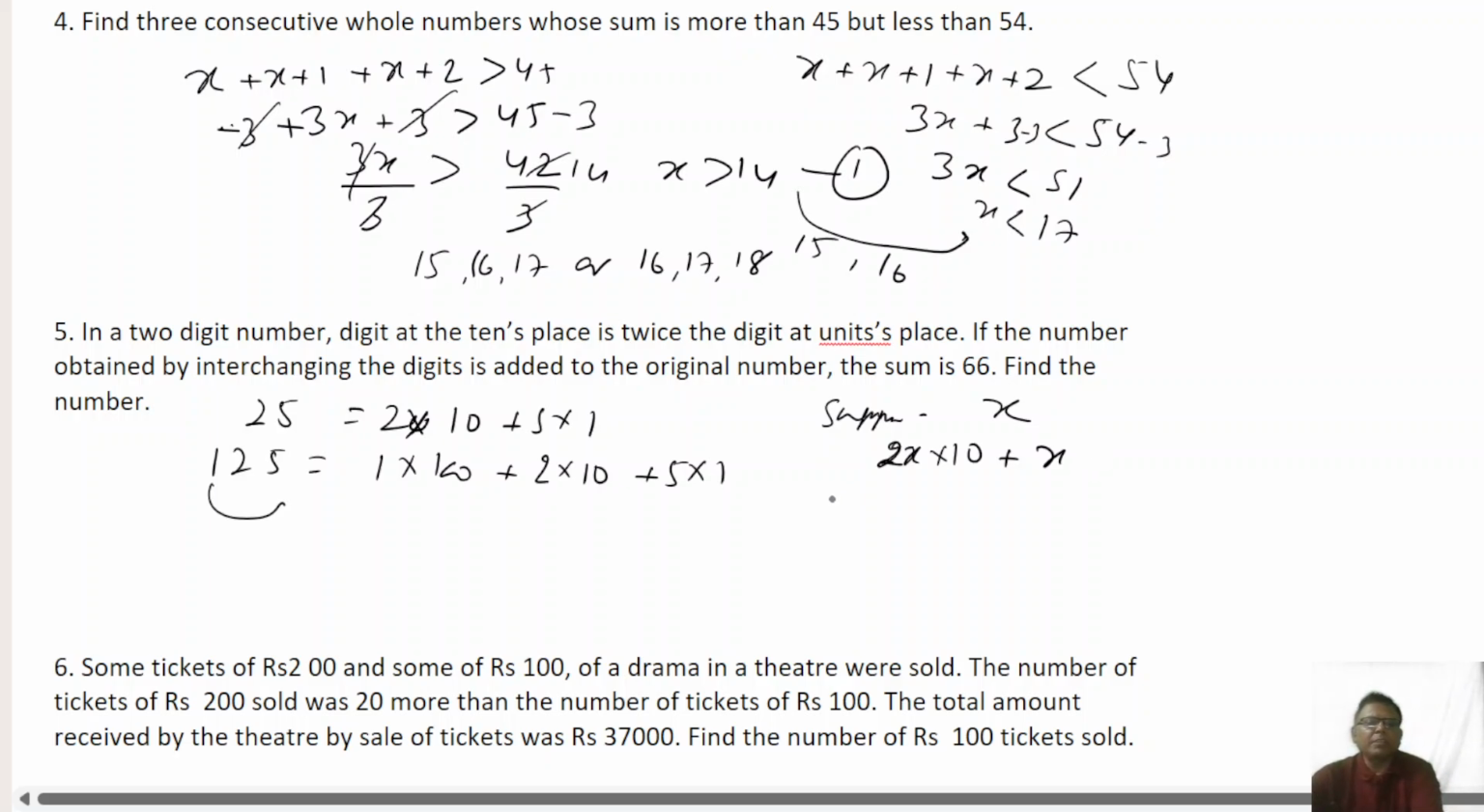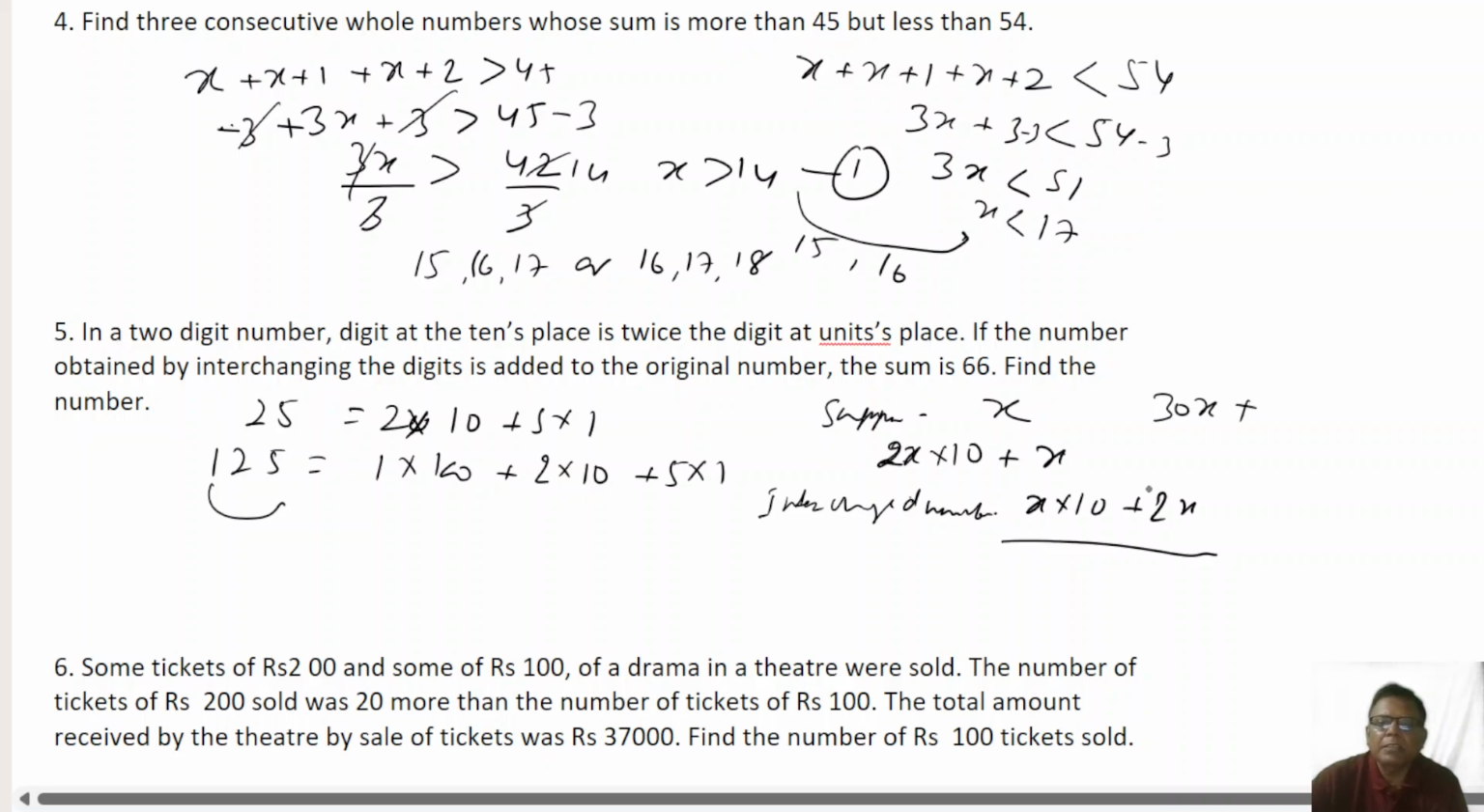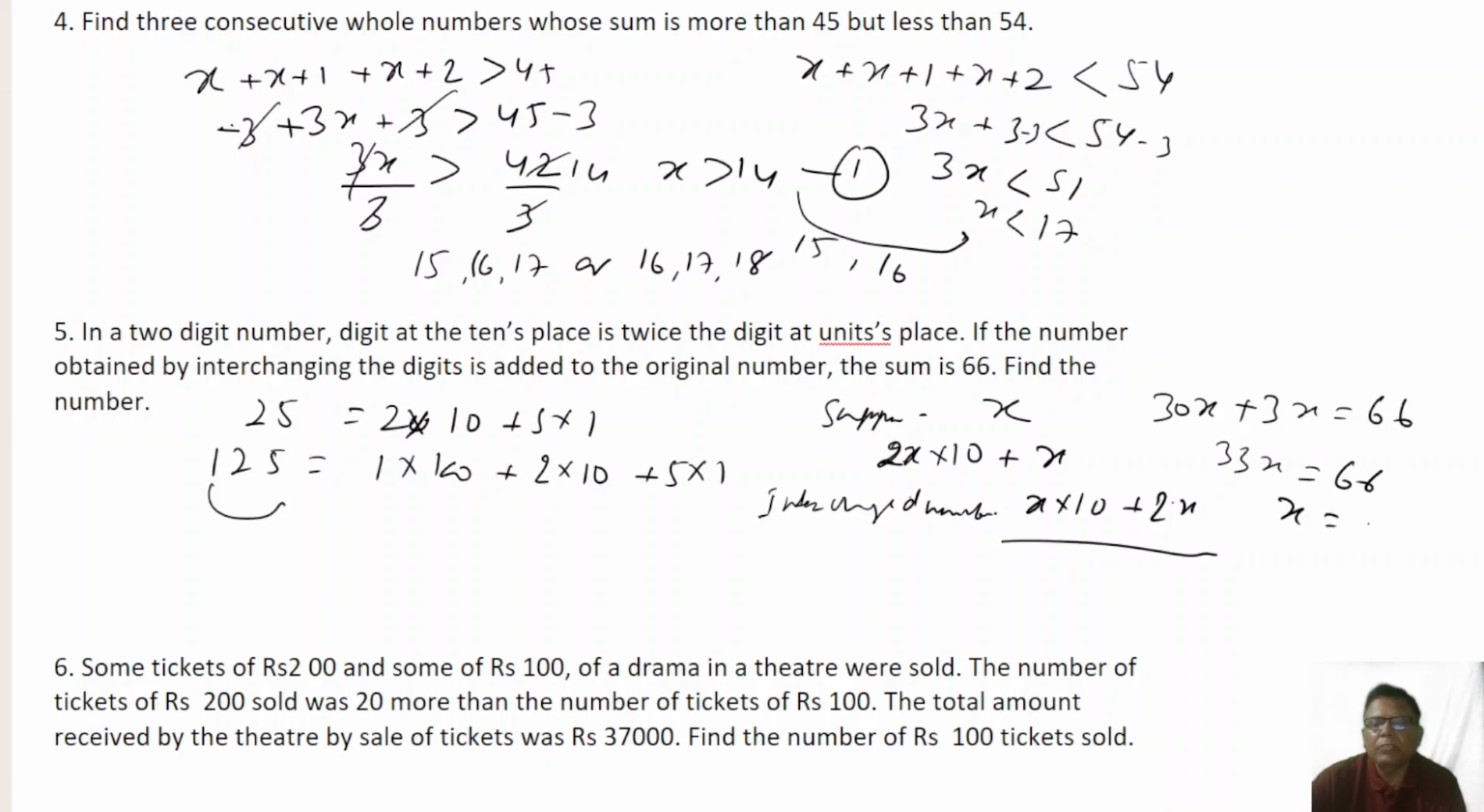Now, the number obtained by interchanging the digits is added to the original number. If we interchange the digits, the interchanged number will be x into 10 plus 2x. Now if you add both, it will be 66. So 10 into 2x is 20x, plus 10x, 30x. 30x plus x and 2x, 3x, that is equal to 66. Then 33x is equal to 66. Then x is equal to 2.